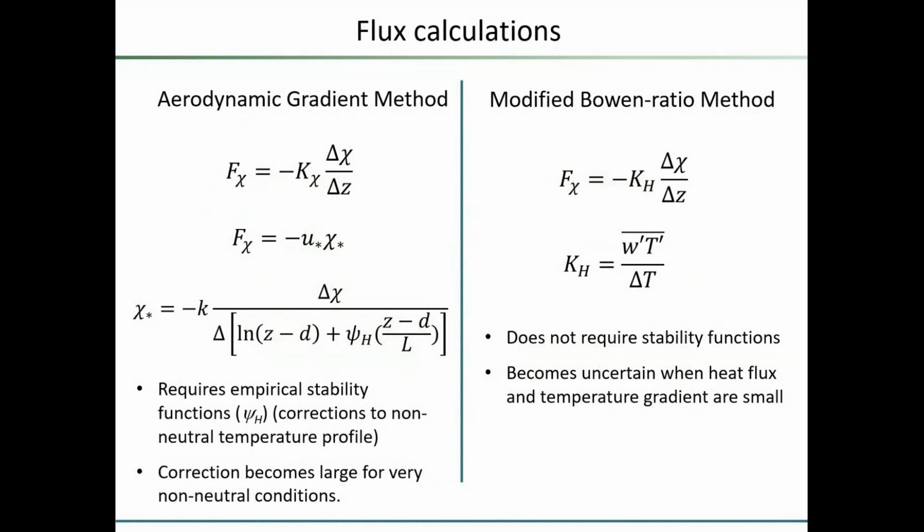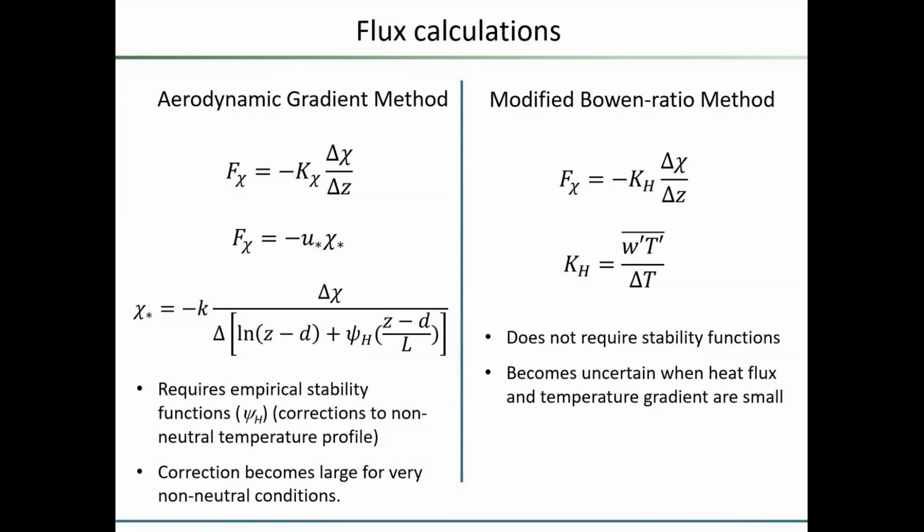These stability functions become quite large. The correction that they contribute to the flux calculation really becomes quite large for very non-neutral conditions. So if the atmosphere is highly stable at night or very unstable during the day, these corrections become quite large. And so that's another reason why we want to set specific windows for these stability conditions under which we're measuring the gradient.